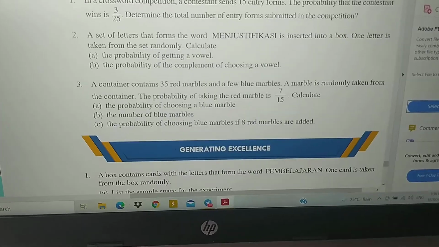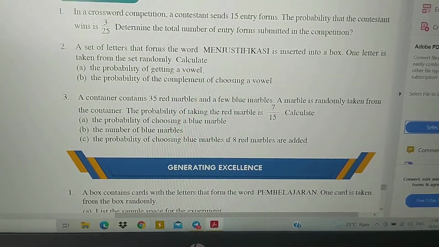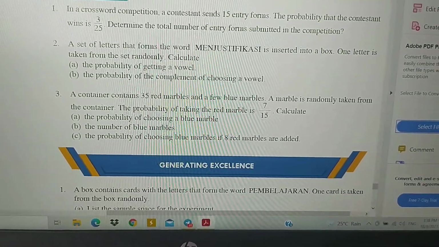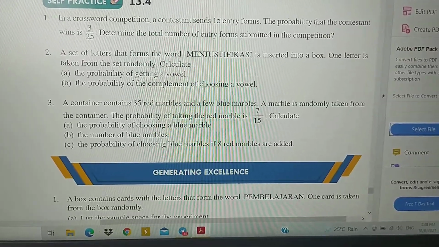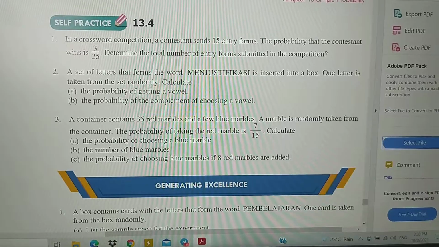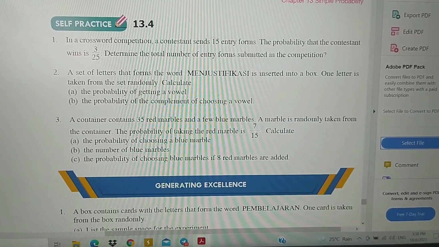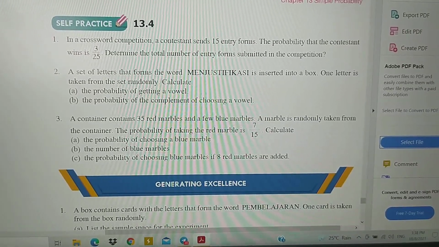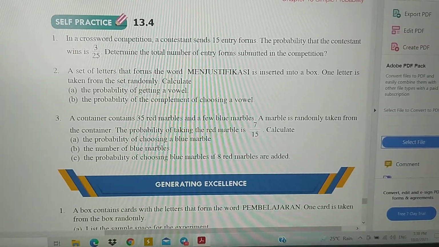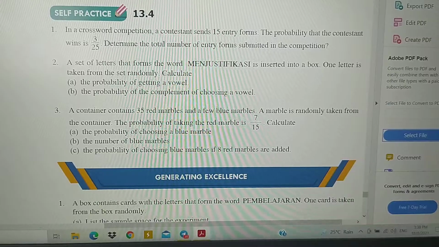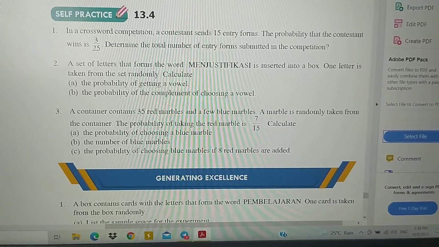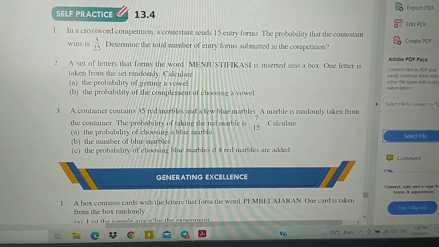Okay, a container contains 35 red marbles and a few blue marbles. A marble is randomly taken from the container. The probability of taking the red marble is 7/15. Calculate: A, the probability of choosing a blue marble; B, the number of blue marbles; and C, the probability of choosing a blue marble if 8 red marbles are added.